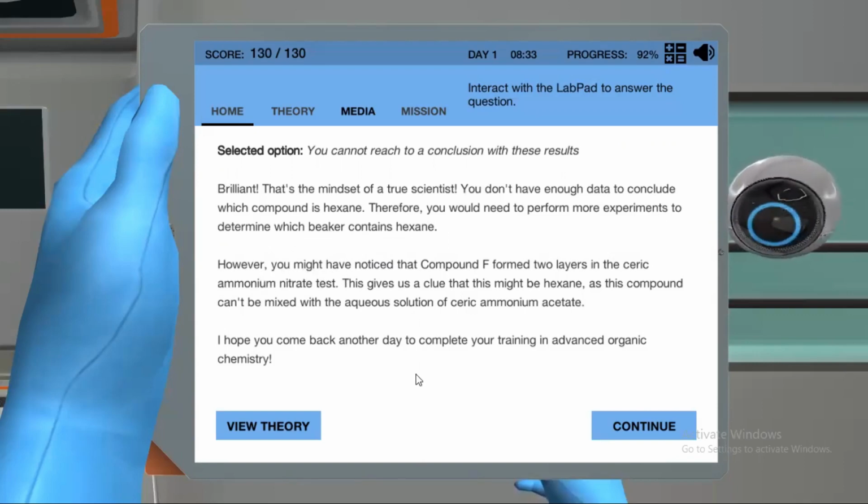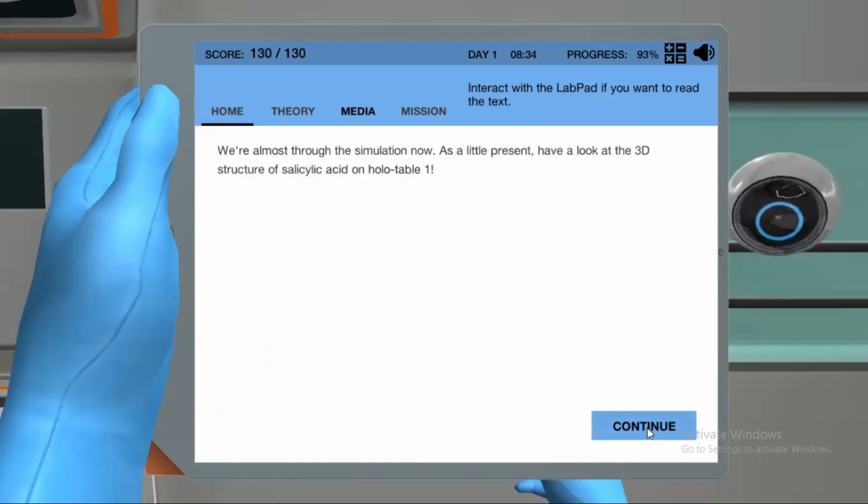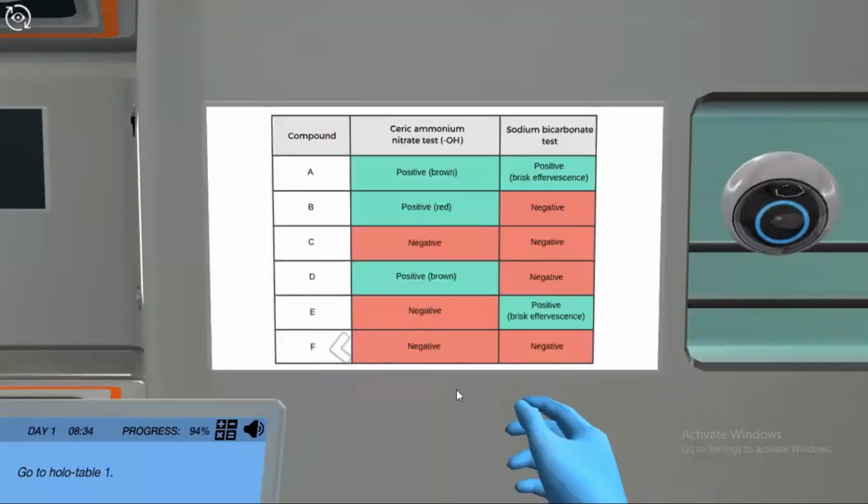However, you might have noticed that compound F formed 2 layers in the ceric ammonium nitrate test. This gives us a clue that this might be hexane, as this compound can't be mixed with the aqueous solution of ceric ammonium nitrate. I hope you come back another day to complete your training in advanced organic chemistry. We're almost through the simulation now. As a little present, have a look at the 3D structure of salicylic acid on Hollow Table 1. Go to Hollow Table 1.